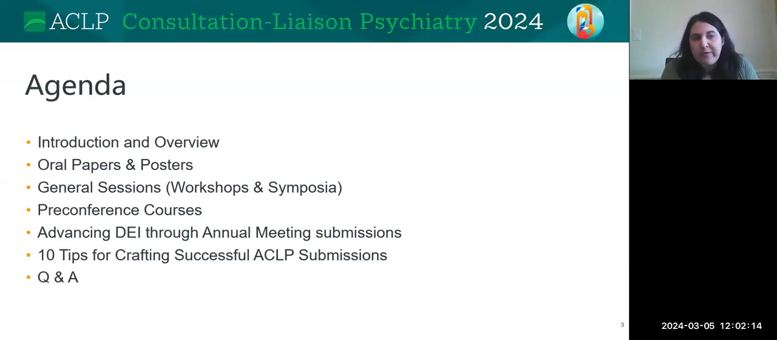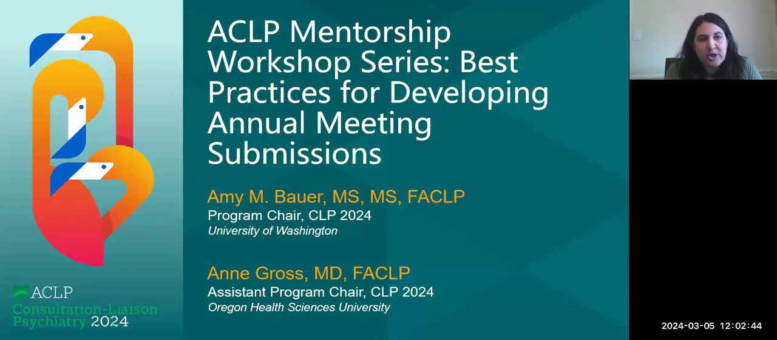So this was just an overview. We're going to hear in order. We're going to hear first about oral papers and poster submissions. Then we're going to hear about general sessions, previously known as workshops and symposia. We'll hear about pre-conference courses. We'll hear about advancing our mission of DEI through your annual meeting submissions. And then we'll end with just a brief summary on tips for crafting submissions and some time for Q&A. We are recording this, so you can also feel free to access it on the website after this meeting. So with that, I will turn it over to Amy and Anne.